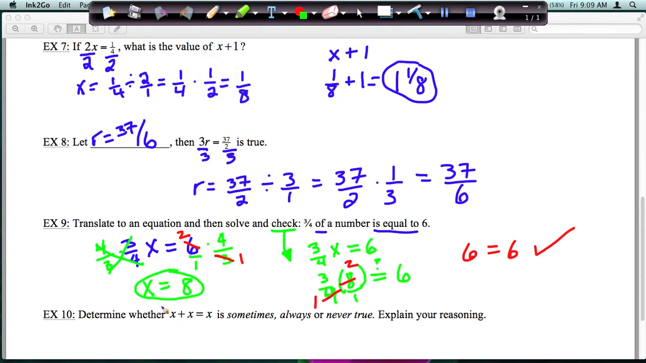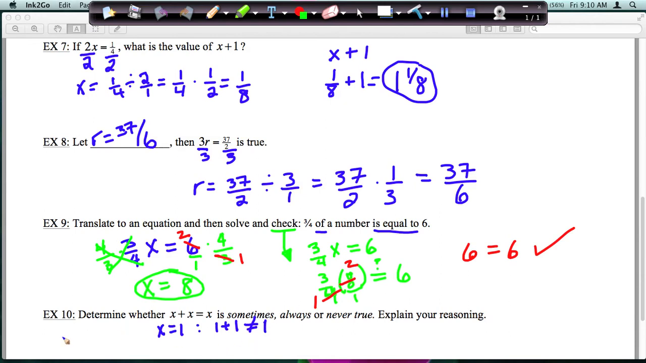Okay, the last one says determine whether x plus x equals x is sometimes, always, or never true. So the first thing is, if you can find an example where it doesn't work, you know that it's not always true, and I can right away find an example when it doesn't work. If I let x equal 1, I'm going to get 1 plus 1, and that is not going to equal what I have on the right side over here, which is just 1. So this is an example where it does not work.